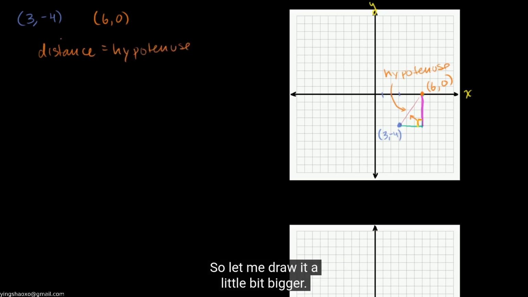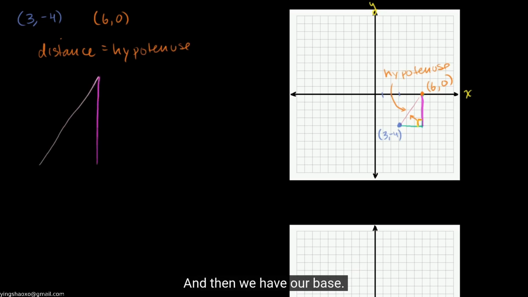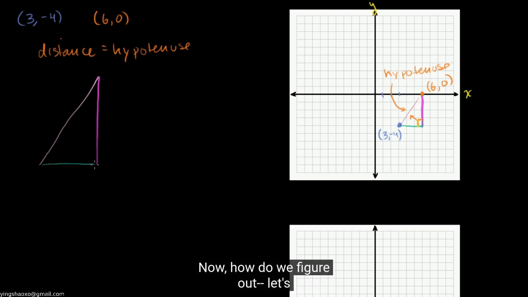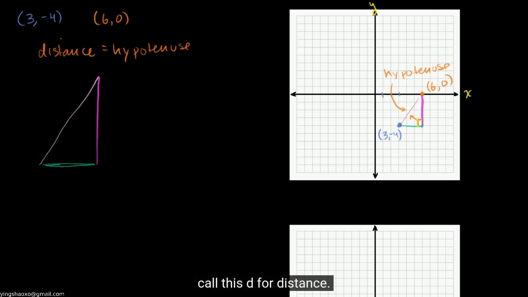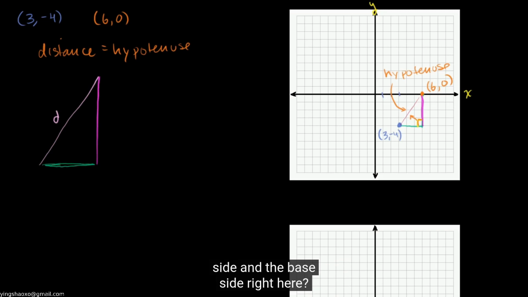So let me draw it a little bit bigger. So this is the hypotenuse right there. And then we have the side on the right, the side that goes straight up and down. And then we have our base. Now, let's call this d for distance. That's the length of our hypotenuse. How do we figure out the lengths of this up and down side and the base side right here?